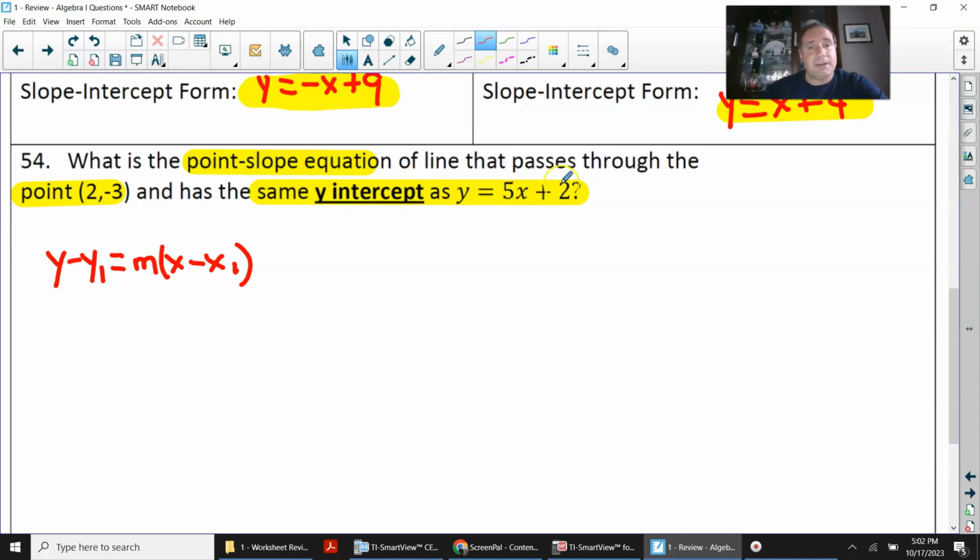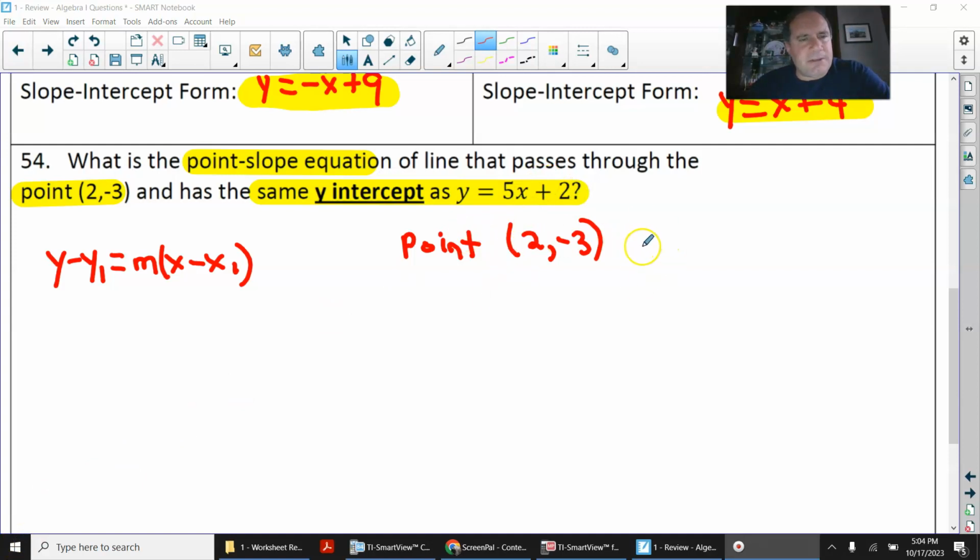This is the slope intercept form, but what they give us is this point right here. To figure out the point slope form, we need to use that it has the same y-intercept as this. It doesn't say anything about having the same slope. It has the same y-intercept, so that's the only thing you're keying on. So here's another point, 0, 2. So the points that you have are these.